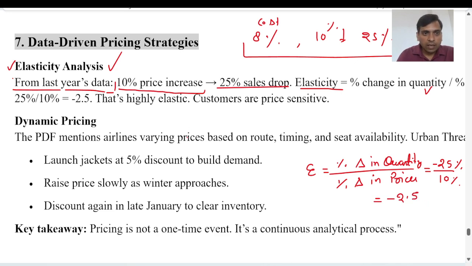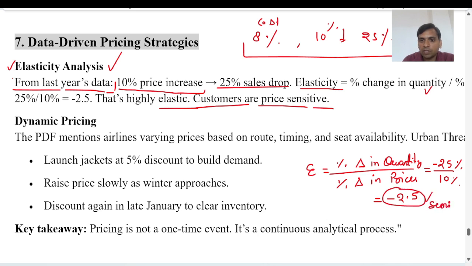So this is highly elastic because this is not equal to 1. If this is equal to 1, then it is unit elastic, and this value is not 1, this value is 2.5. This is highly elastic. So we can say customers are price sensitive. So we can understand this concept of sensitivity here also. This means there is a matter of psychology also. If the price increases, then the demand decreases.